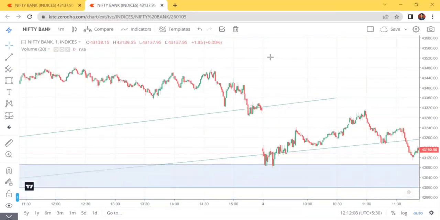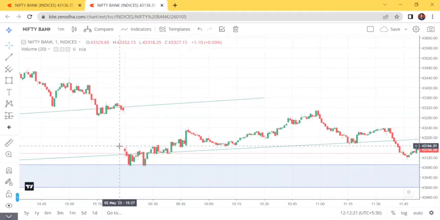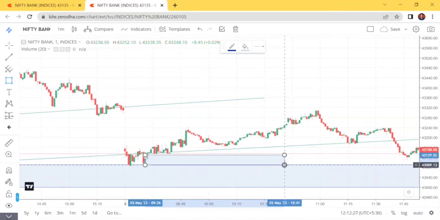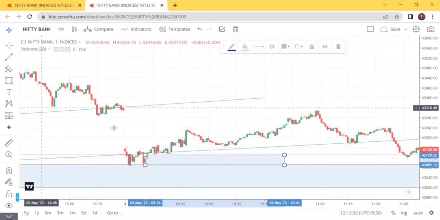Now, if you see, it came down, touched this market, went up, came down, touched again. This is the space. Now, if you see, these highs have been taken out here. This is the space where we wanted to go long. This is where I gave a long. It came down and it went up.